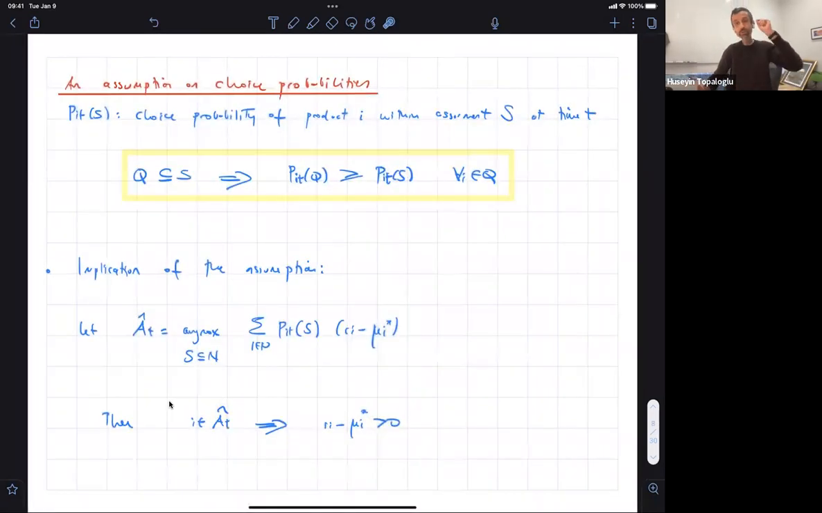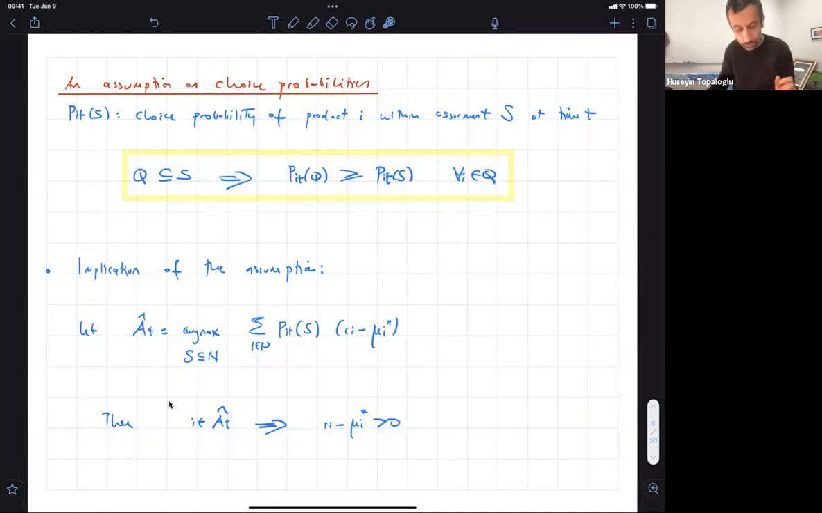But we're going to put one assumption on the choice model we're going to use, and this assumption is pretty soft. Here's the assumption. Remember, P_it(S) was the probability that a customer arriving at time period t purchases product i, given that we offer the assortment S. This was the choice probability of product i, given that we offer the assortment S at time period t.